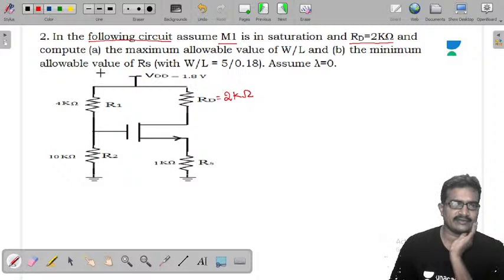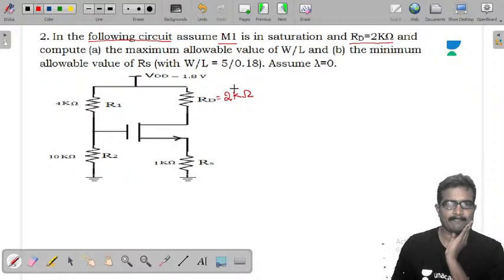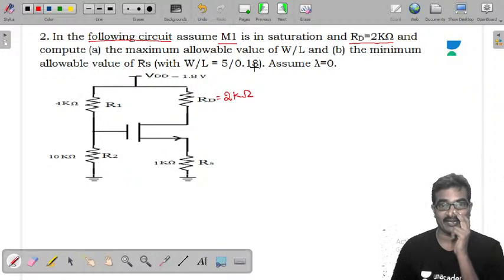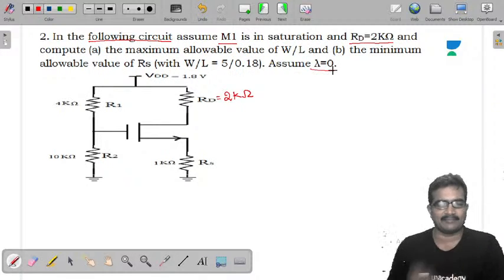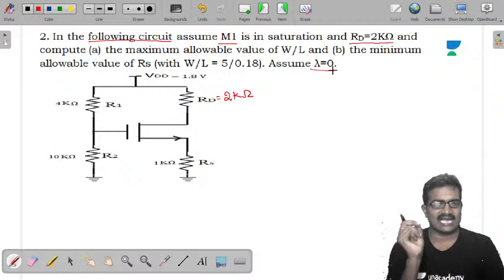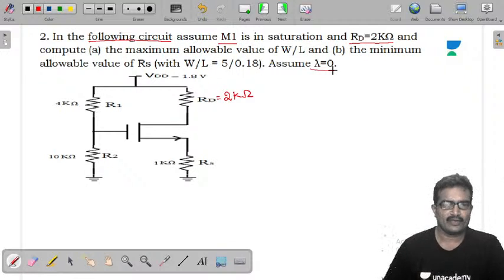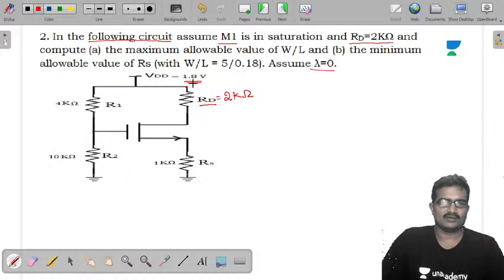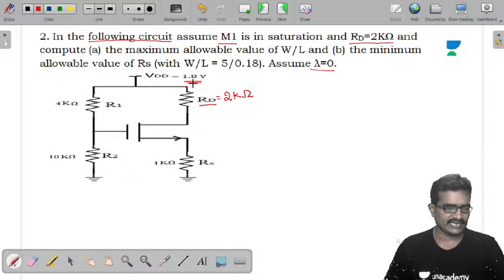Find the maximum allowable value of W by L and the minimum allowable value of RS, with W by L as 5 by 0.18. Assume lambda 0. Lambda 0 means omit the channel length modulation. Now, they have given RD as 2 kilo ohms and the voltage at this point is 1.8 volts.